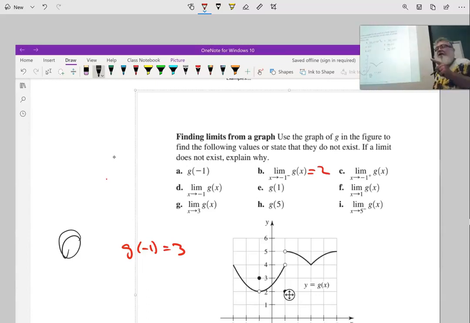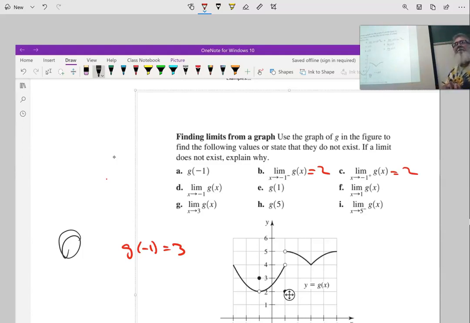Everybody see that? All right, then this next one, the limit as x approaches negative 1 from the positive side. So the positive side is this side, and we're approaching negative 1. So it doesn't even matter about here. We've got to get close to negative 1. And what are those y values going to? They're also going to 2. And what are those called again? One-sided limits. Those are the two one-sided limits going into negative 1.